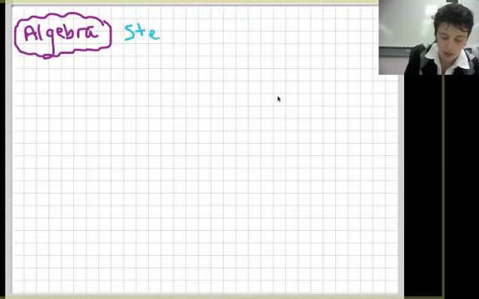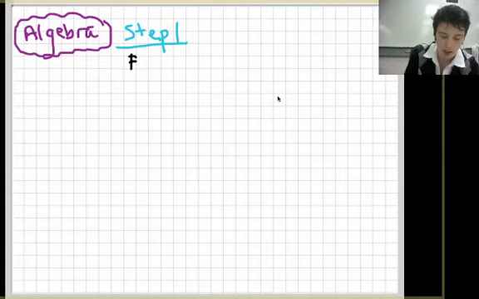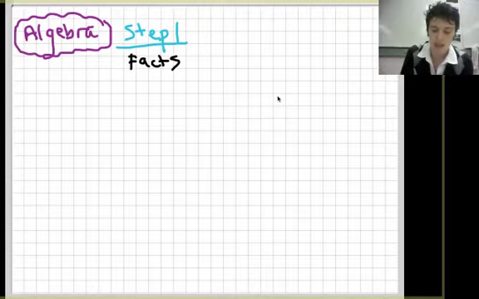So step 1, and I would write this down. Step 1 is to look at the story and write out the important facts. What are the important things, the important numbers that kind of stand out to us? So when I read the story, the facts that really stood out to me is that we have 2 pieces, a first piece and a second piece of wire. And one is longer than the other.